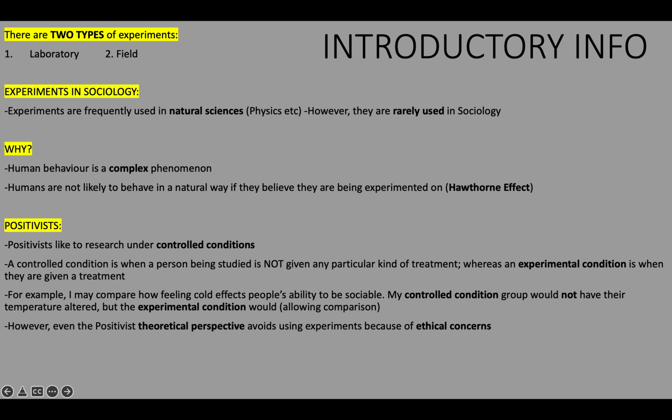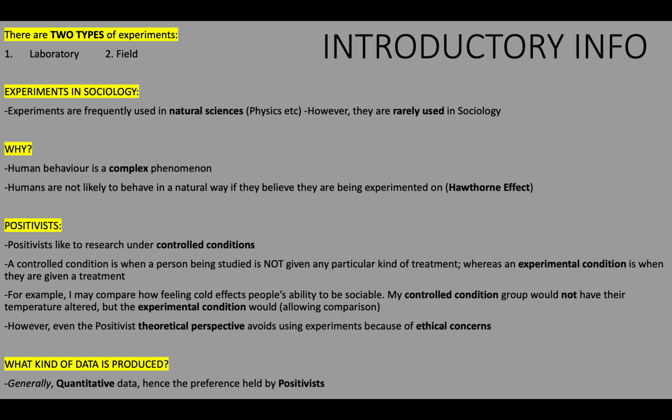However, there's a really key point here. Even though positivists like to research under controlled conditions, even they are very unlikely to use experiments because of the significant ethical concerns that experiments bring to the fore. So even positivists do not like experiments. What kind of data is produced? Generally, quantitative data comes from experiments, hence the preference held by positivists. Because remember, theoretically speaking, positivists are very much in favour of quantitative data for a variety of reasons that we've looked at in previous videos.